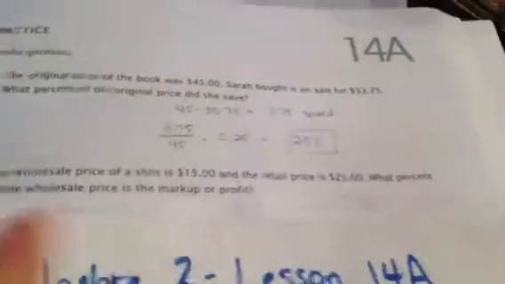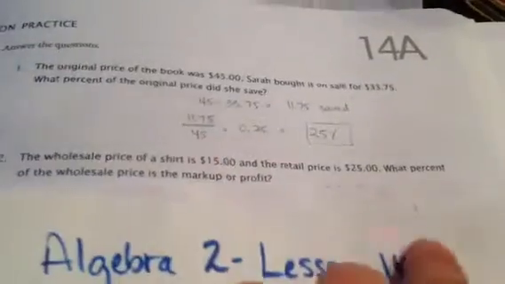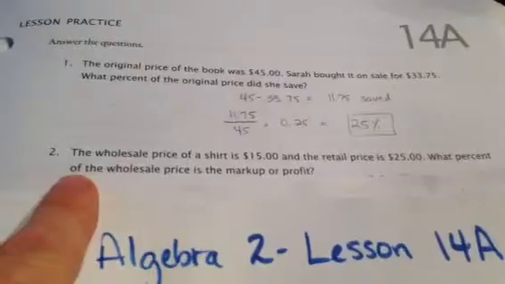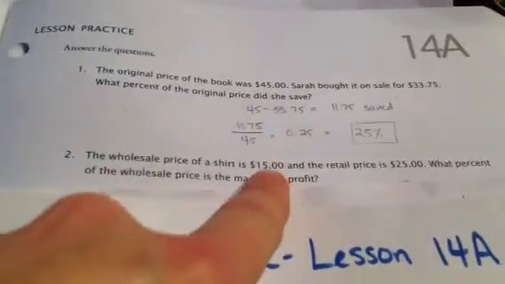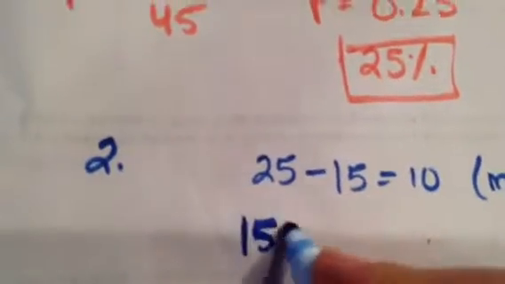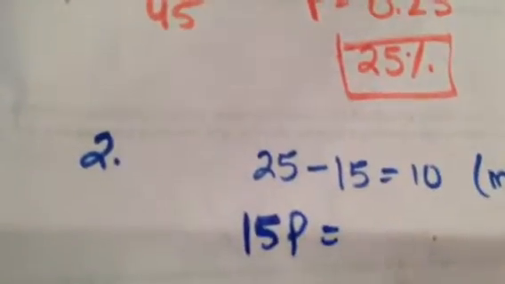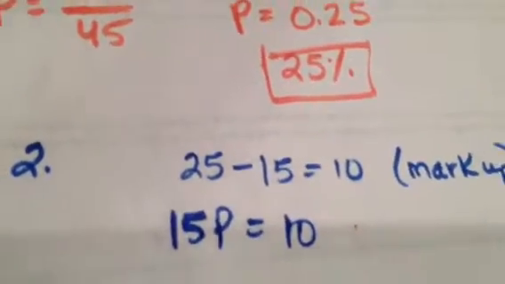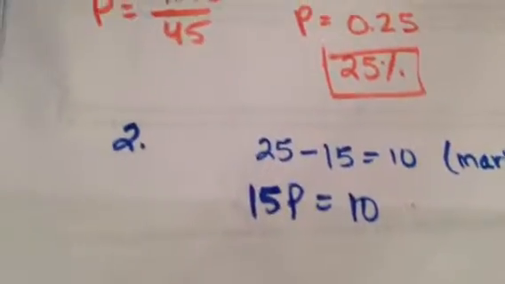Now let's try to write an equation. What percent of the wholesale price? Let's use the letter P again for percent. Percent times wholesale price. Remember the wholesale price is 15, so we're going to have 15P is the markup. Is means equals. And here was your markup. There's an equation. I like the equation a lot.